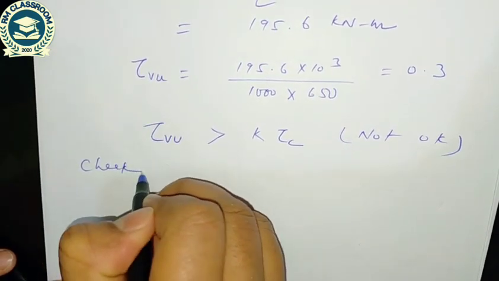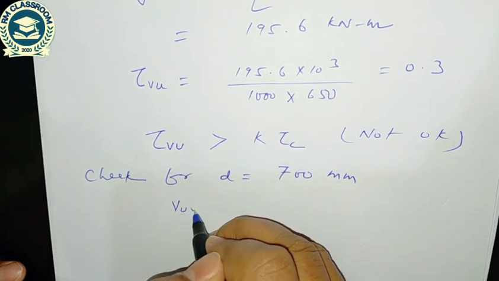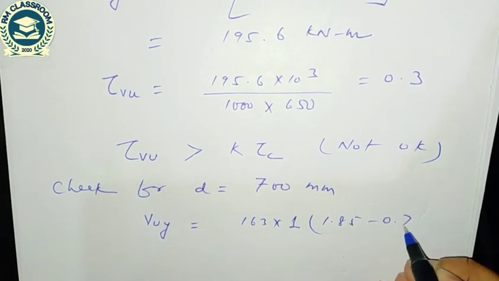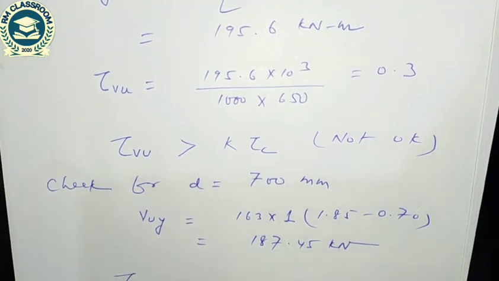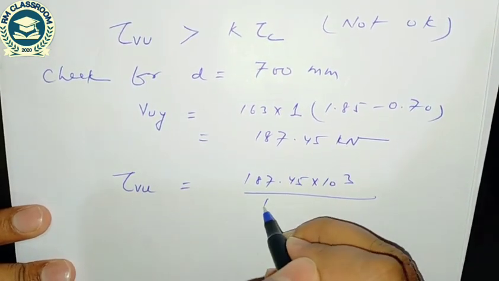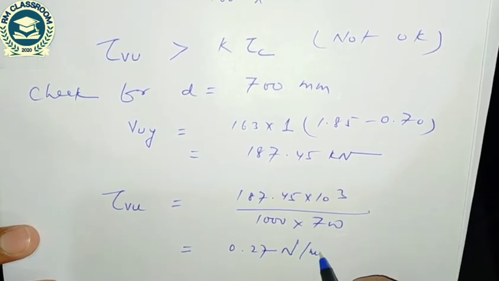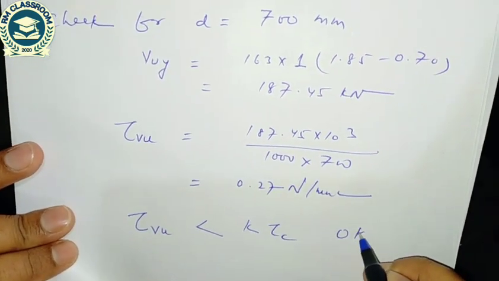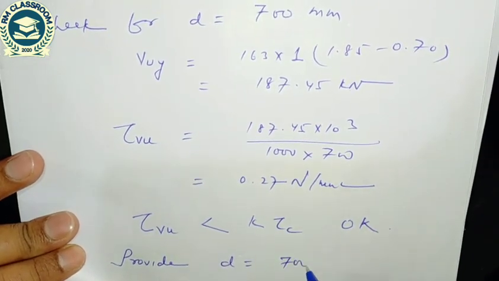Check for another depth, d is equal to 700 mm. Factored shear force is 163 into 1 into (1.85 minus 0.7), so it is coming 187.45 kilonewton. So nominal shear stress is 187.45 into 10 to the power 3 divided by 1000 into 700, so it is coming 0.27 Newton per mm square. Now nominal shear stress is less than k times tau c, so okay. Provide d equal to 700 mm.